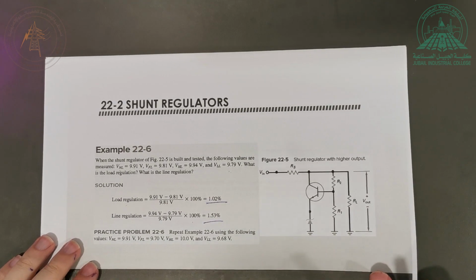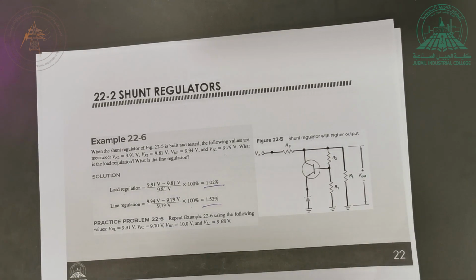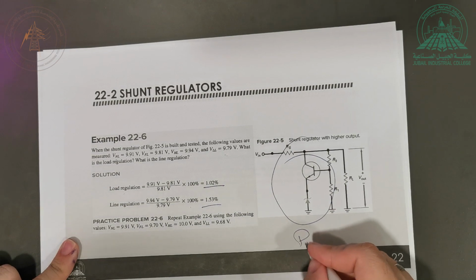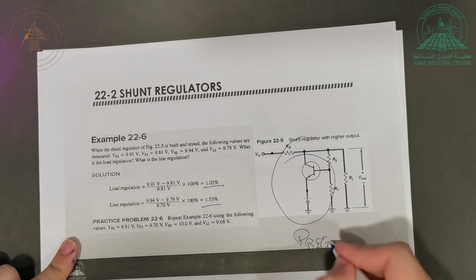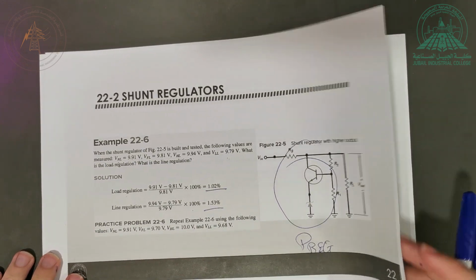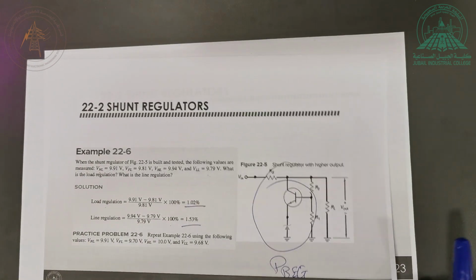So you can see that we are getting very good regulation, but at what cost? The cost of P regulator here. At the cost of P regulator. We are getting a very good regulation, but at the cost of low efficiency. We have a low efficiency right here, and this is the issue with shunt regulators.